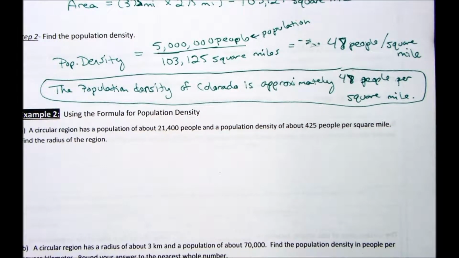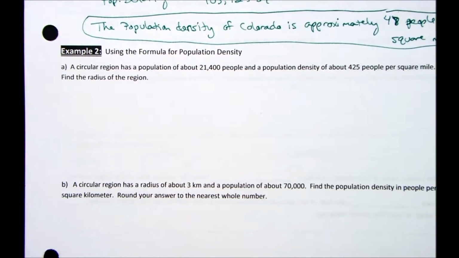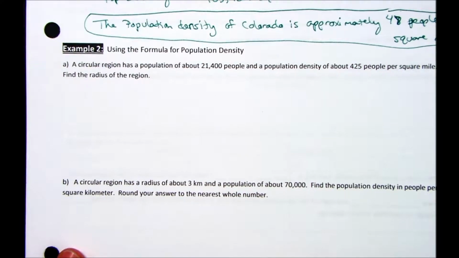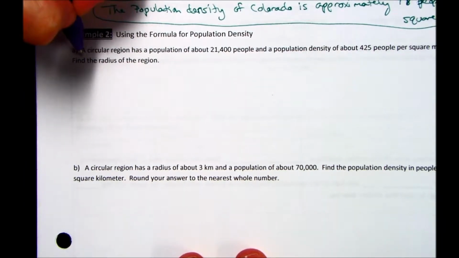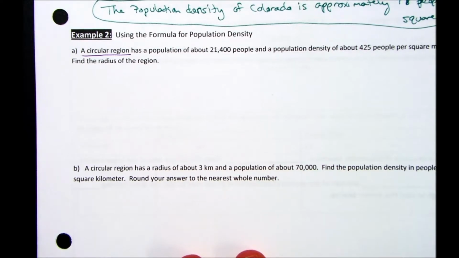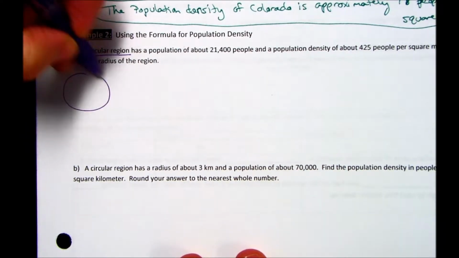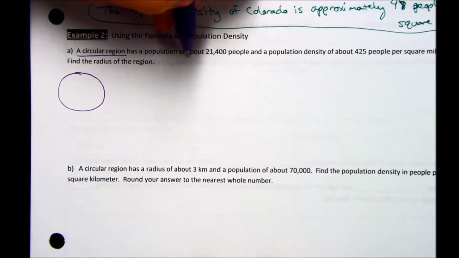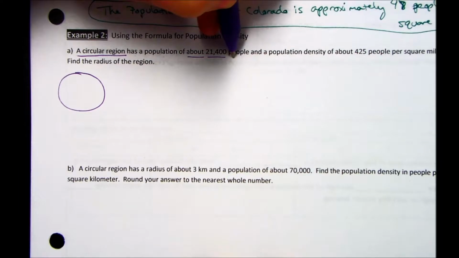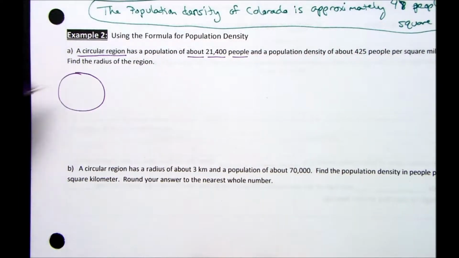All right, so hopefully you can do the homework problems like that on your own. Moving on to example 2. We're going to use the formula for population density, but we're not going to actually be finding a population density this time. So let's read what we're doing. They're giving us information. They're telling us it's a circular region. So we basically have a region that's in the shape of a circle. And they're telling us there are about 21,400 people in this circular region.